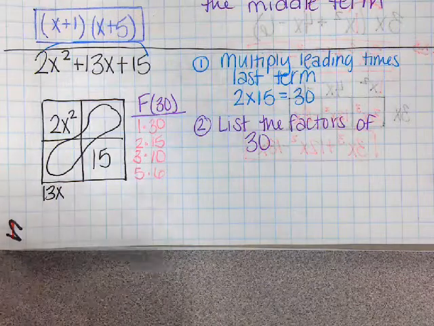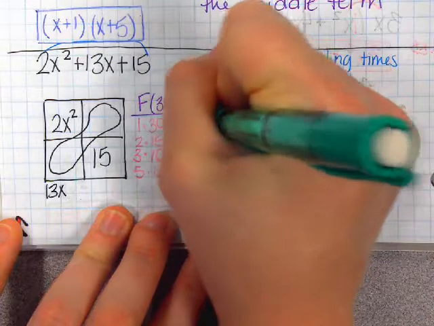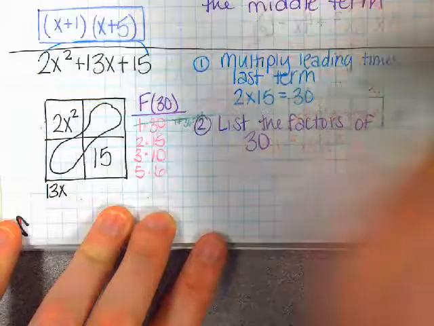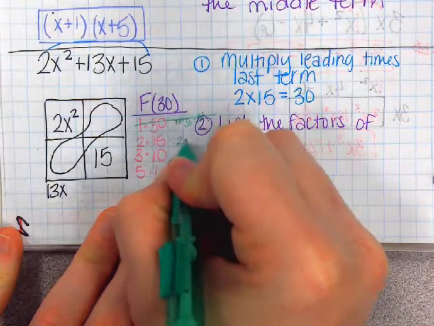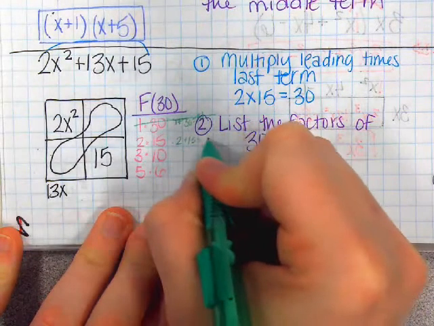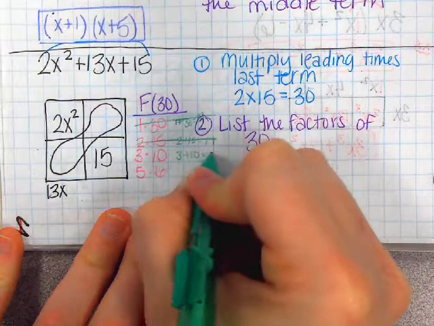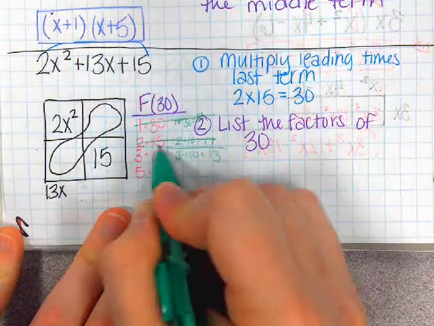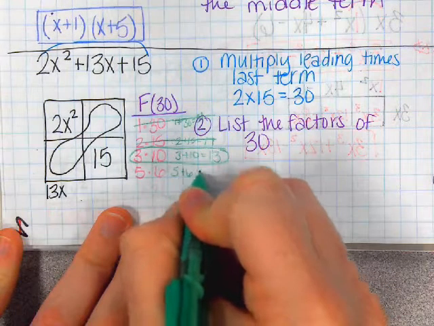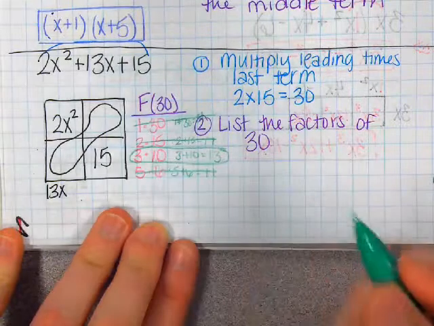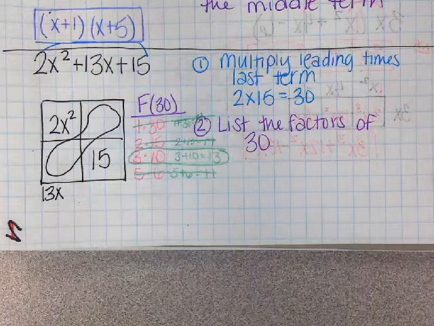Now we want to find the one that adds to get 13x. If I do 1 plus 30, that's 31, so that set is out. 2 plus 15 is 17, that one's out. 3 plus 10 is 13, so that's probably it. And we'll just check the last one. 5 plus 6 is 11, so that one's out.